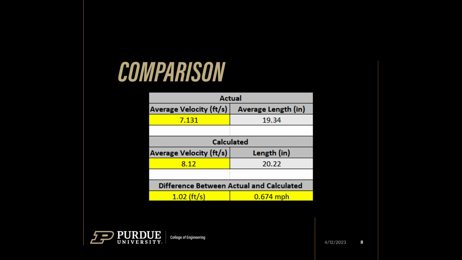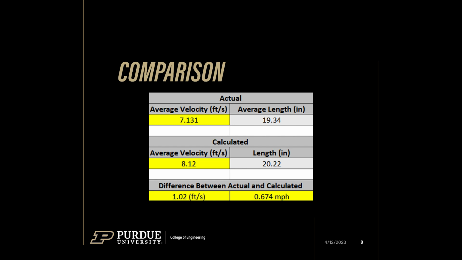So after using Fiji 4 different times to find our real world velocity, we get an average of 7.131, and that's pretty close to what we calculated. We were predicting it to be about 8.12 feet per second. So we get a difference of about 1.02 feet per second, and it's a little bit difficult to imagine things in feet per second because it's not a unit that we're used to. Looking at it in miles per hour, we're getting a tolerance within about 1 mile per hour, which is relatively accurate.